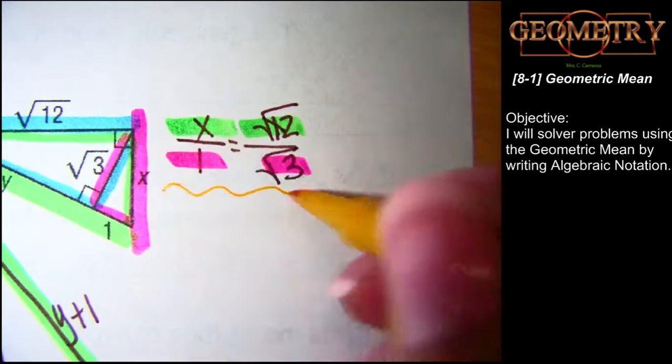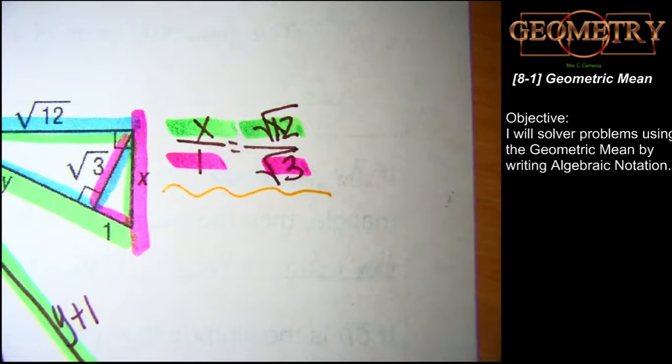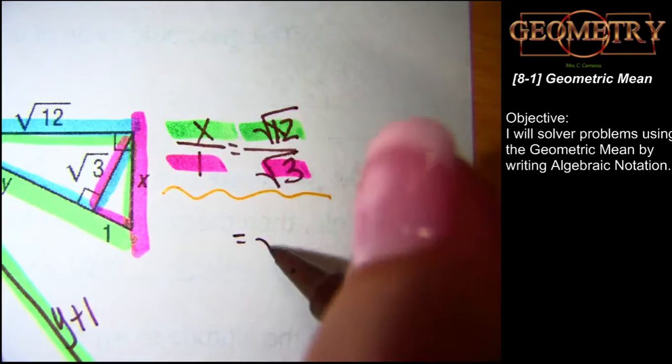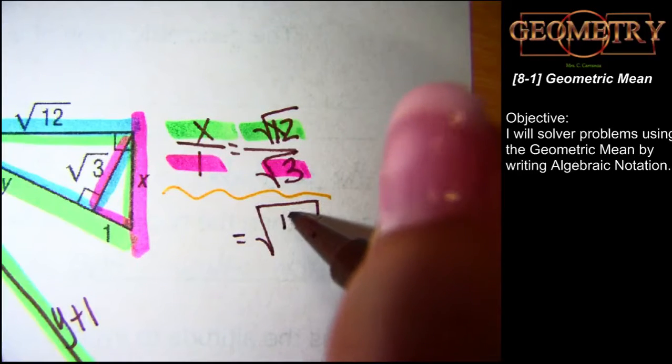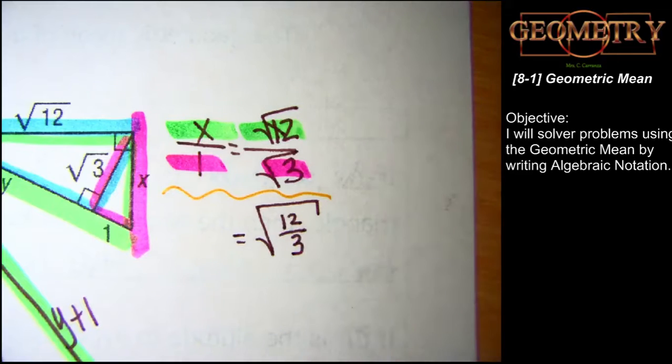But I have a magic power. And you have this magic power too. The magic power is this. Anytime you have a fraction made up of square roots, you can rewrite it as a square root that holds a fraction.